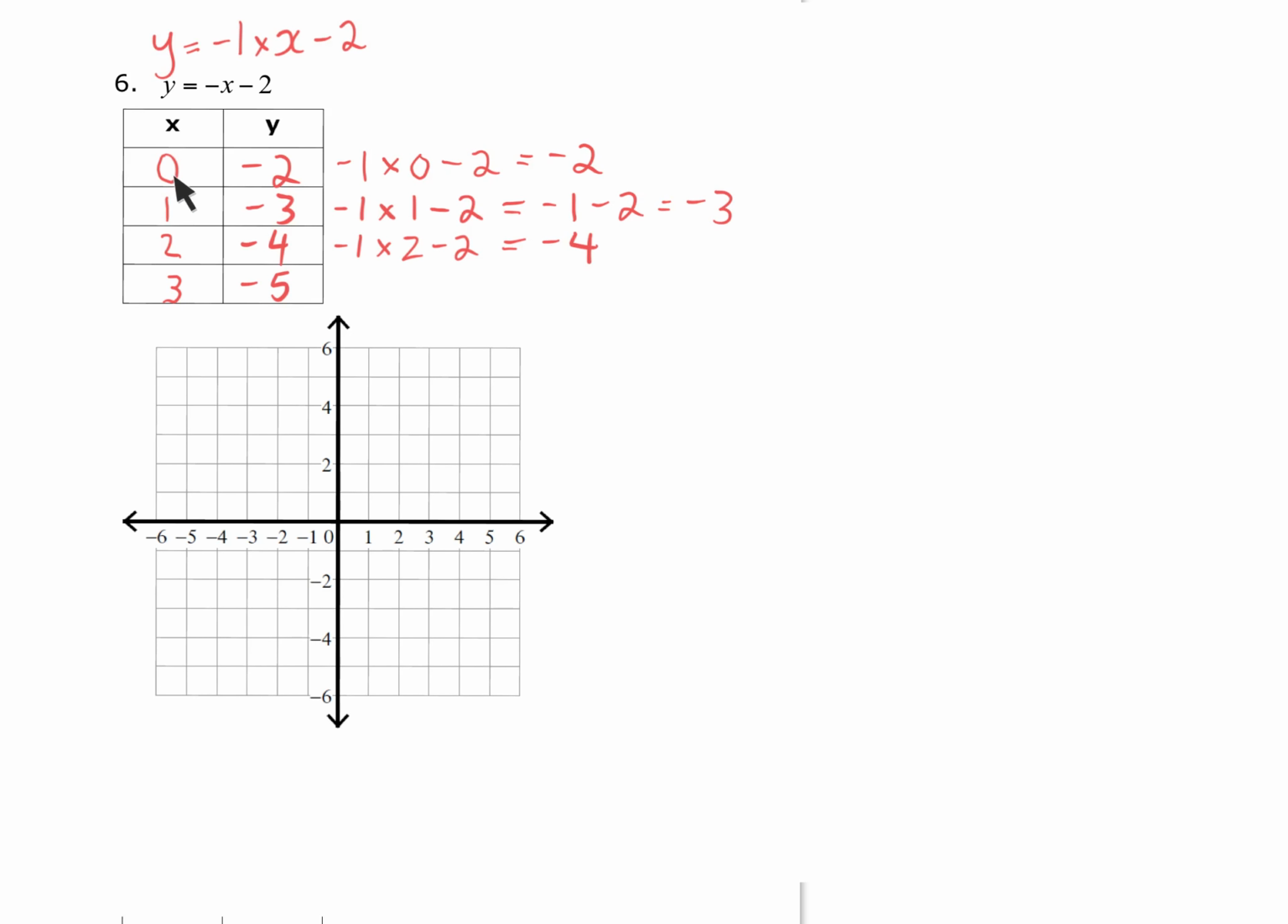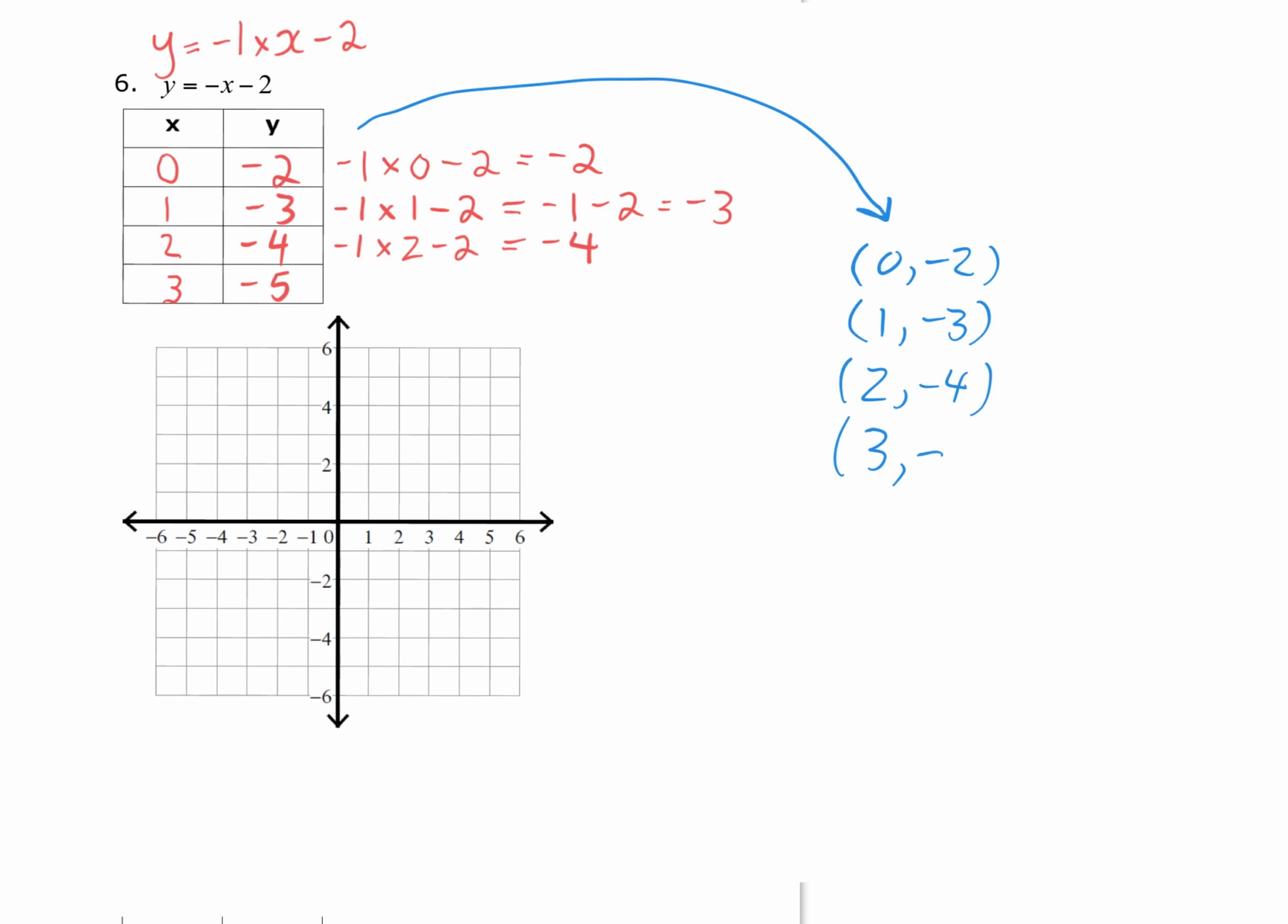So now that we have our table of values, we can pull out the ordered pairs. So we're going to have 0, negative 2, 1, negative 3, 2, negative 4, and the last one, 3, negative 5. And then it's just a matter of looking at these individual points, plotting them on this grid, and then connecting the dots, and we're done.